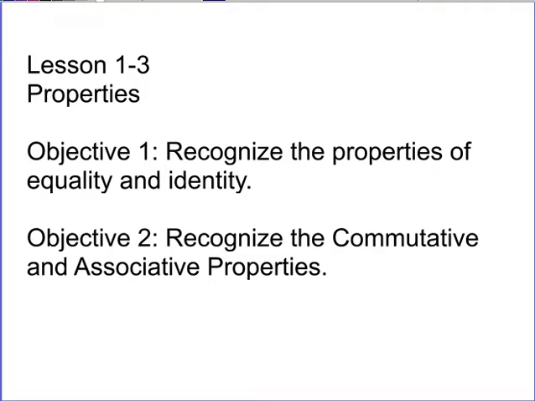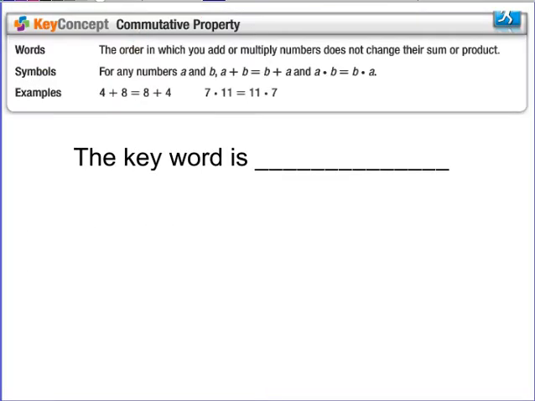So a lot of this, especially at the beginning, is just review stuff. And we're going to talk about the different properties that you should pretty well already know. Commutative property tells us that the order in which you add or multiply numbers does not change the sum or the product. This only works if you are only adding or only multiplying. You can't combine multiplication and addition. If you are adding only or multiplying only, order doesn't matter.